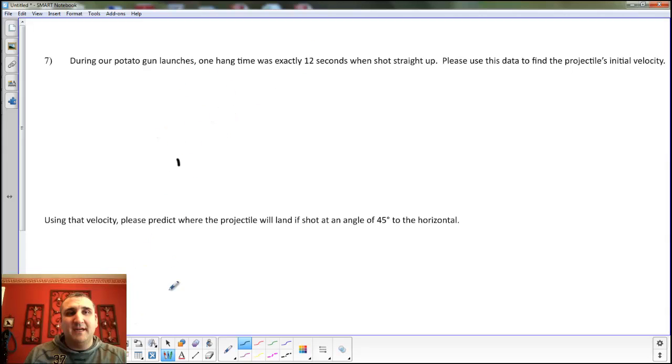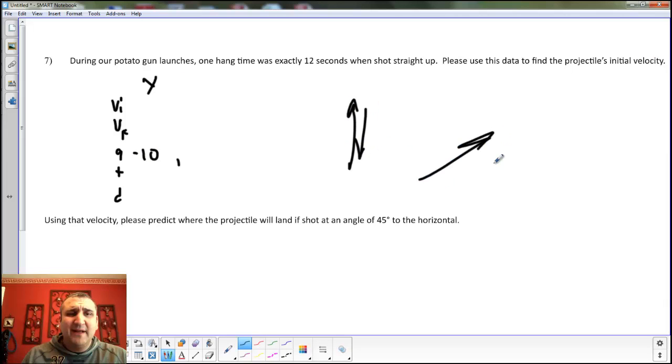So I'm actually going to just leave this as a one-dimensional kinematic problem for starters. During our potato launches, one hang time was exactly 12 seconds when shot straight up. Please use the data to find the initial velocity. And again, it's one-dimensional because we're only going up and down. We're not shooting at an angle, so there is no theta. The VI is what we're looking for. The VF at the top, at its highest, is 0. And if the hang time was 12 seconds, the time to get that high is 6 seconds.